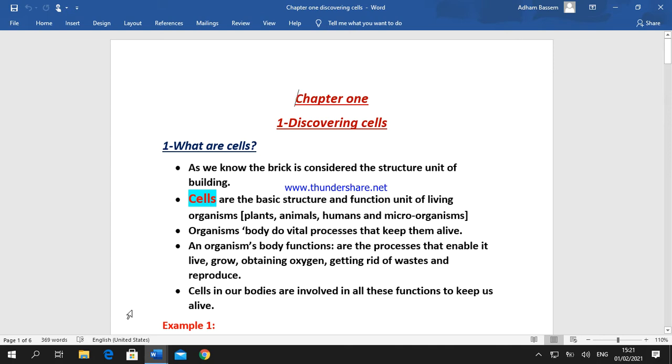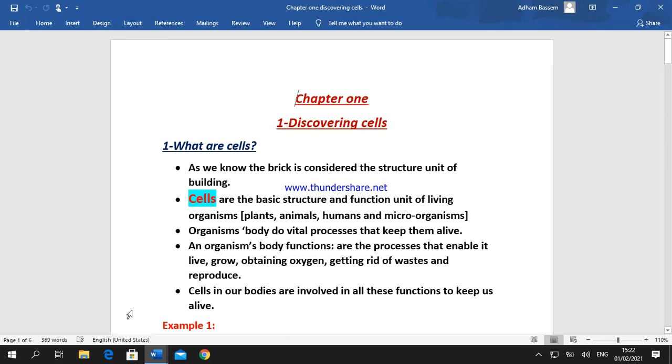Lesson number 1 in chapter 1 in biology book, Discovering Cells. What are cells? As we know, all things around us have a building unit. The brick is considered the structure unit or building unit of the building, and the atom is considered the building unit of matter or element. Also, the cells are the basic structure and function unit of living organisms.